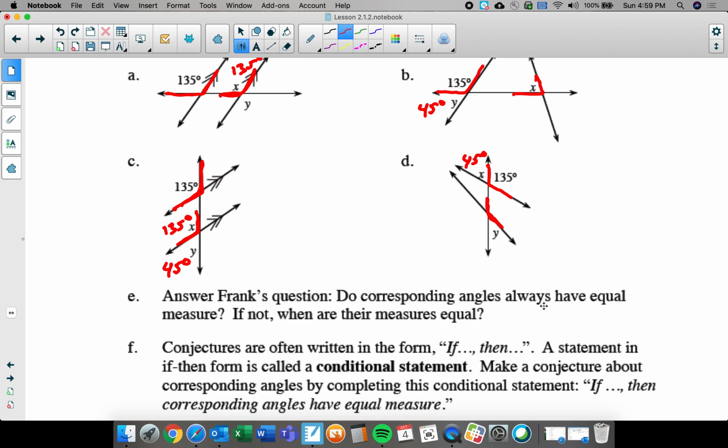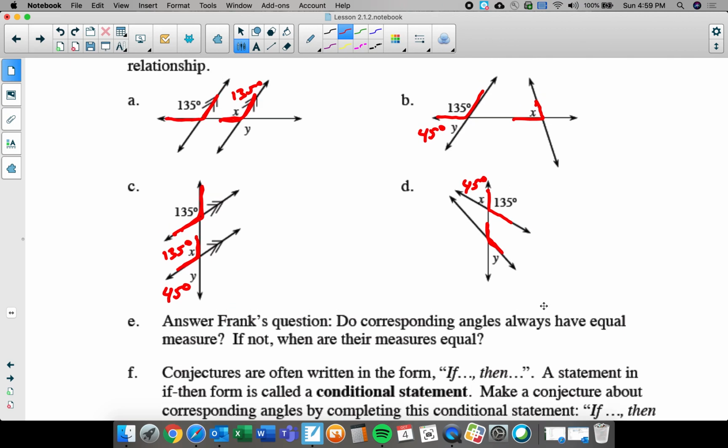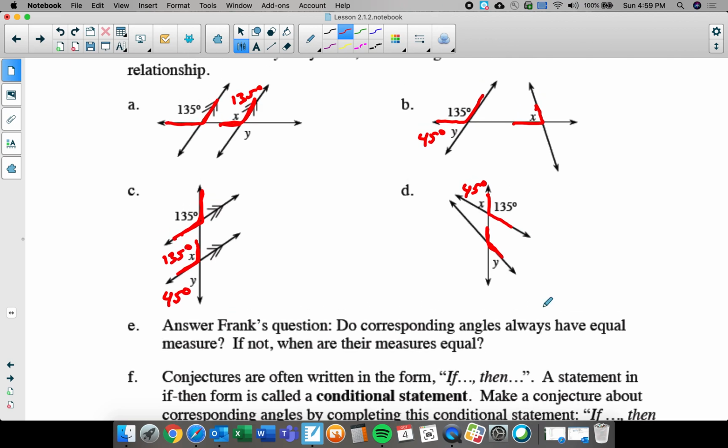Hopefully what you noticed in this problem is when we were able to slide things and have equal measures versus when we were not able to. And here's the key part right here. This one you had parallel lines, therefore it worked out. This one you had parallel lines, therefore it worked out. Both in B and D you did not have parallel lines.